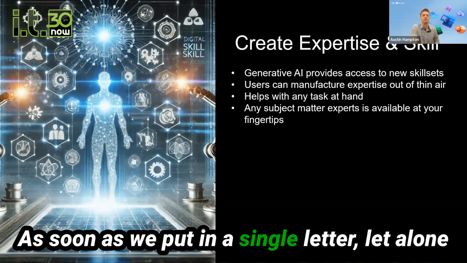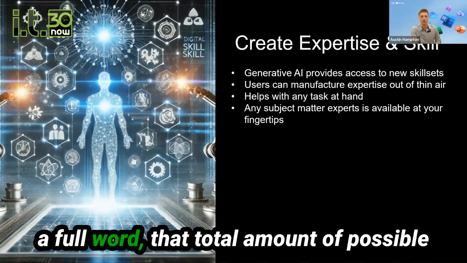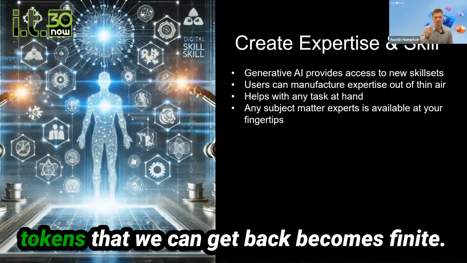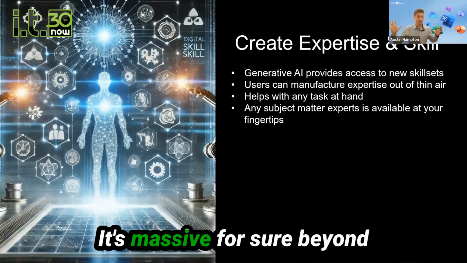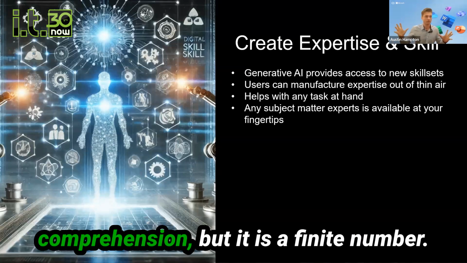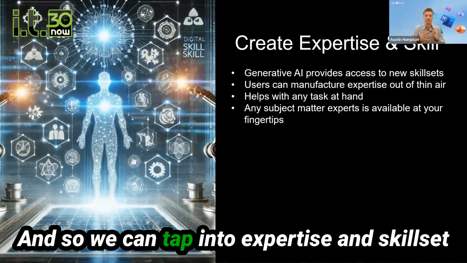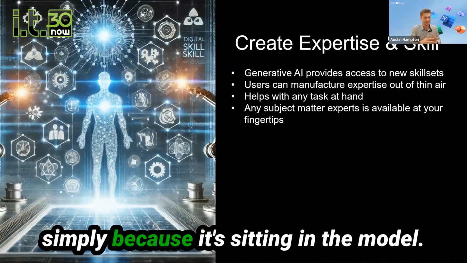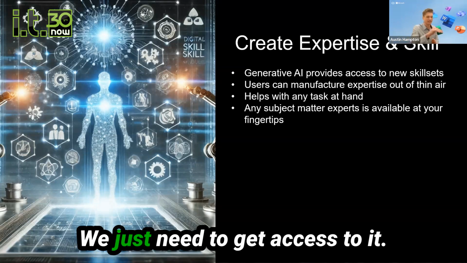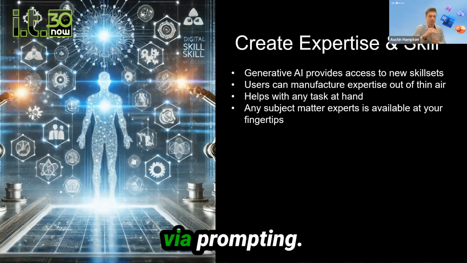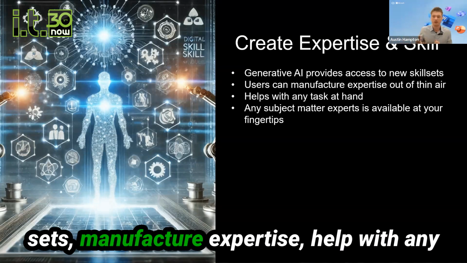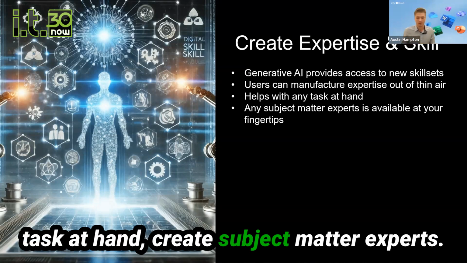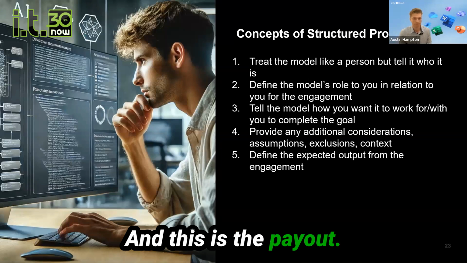As soon as we put in a single letter, let alone a full word, that total amount of possible tokens that we can get back becomes finite. It's massive for sure, beyond comprehension, but it is a finite number. And so we can tap into expertise and skill set simply because it's sitting in the model. We just need to get access to it via prompting. And so this allows us to access new skill sets, manufacture expertise, help with any task at hand, create subject matter experts. And this is the payoff.